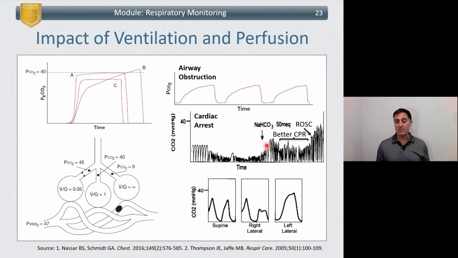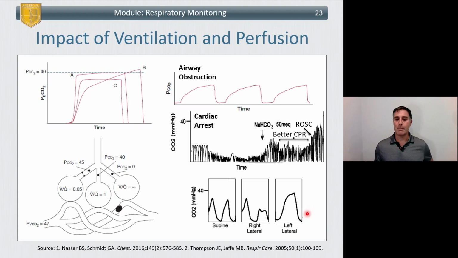And this may be the CPR, or in this case may have been the effect of the bicarb, but either way, it's better perfusion. And then notice what happens when you get ROSC. So this is actually very helpful in the setting of cardiac arrest, having quantitative capnography, because you can notice when you have return of spontaneous circulation, because immediately there's a big upshot of the CO2 because the perfusion gets so much better.